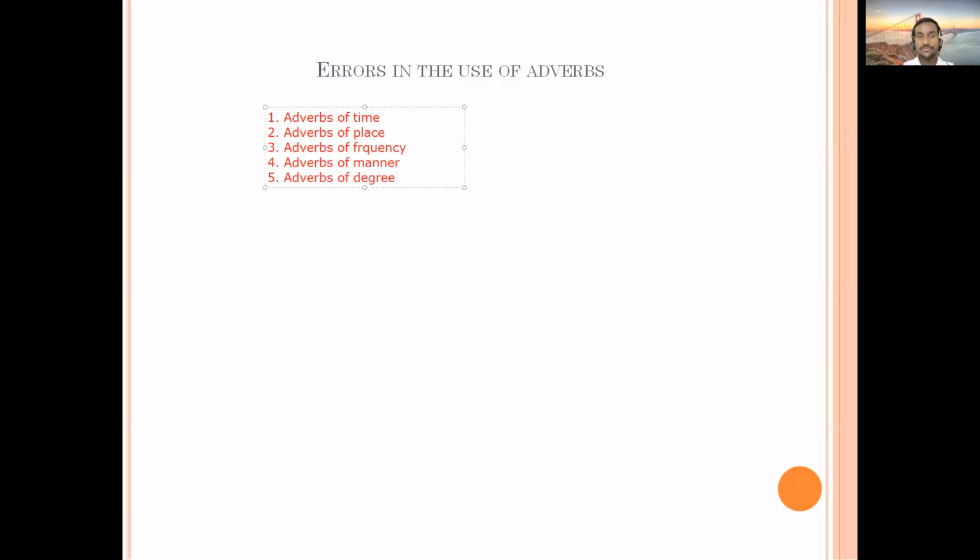So these were the five types. Adverbs of time, क्रिया केव्हा घडते. Adverbs of place, कुठे घडते. Adverbs of frequency, किती वेळा घडते. Adverbs of manner, क्रिया कशी घडते. And adverbs of degree, किती प्रमाणामध्ये घडते. So these are the five types. I think that is quite simple. So let's go to some errors that you can find here.